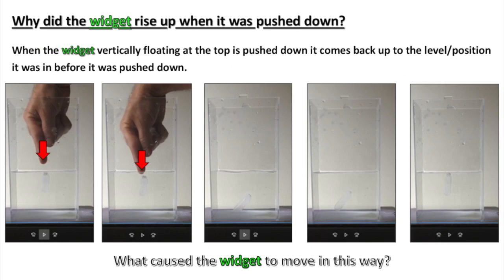Why did the widget rise up when it was pushed down? When the widget vertically floating at the top is pushed down, it comes back up to the level position it was in before it was pushed down. What caused the widget to move in this way?